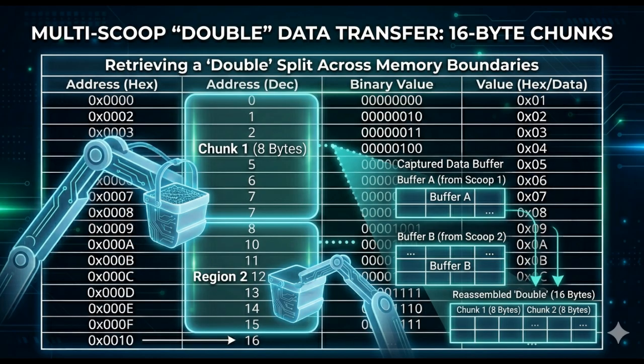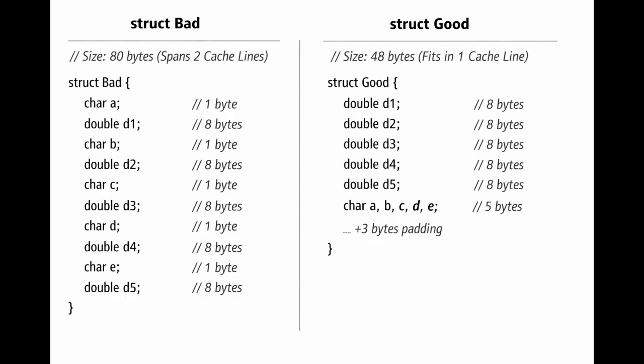Modern day compilers want to make the task easy for the CPU. For that purpose they add padding, empty wasted bytes, to force your data to line up. To give you some context, these are the two structs that we are looking at, the good struct and the bad struct. In the bad struct you have a character A, which is 1 byte and is padded with 7 bytes. Then you have a double, which is 8 bytes.